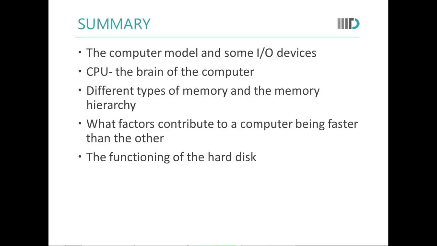So therefore, summarizing what we've learned in this course module, we started with the computer model and certain input-output devices. Then we studied the CPU, what it actually is and how it performs its function. It is the brain of the computer. What is the meaning of clock rate for the CPU? Then we studied different types of memories, including the registers, caches, RAM, and the secondary memory devices such as the hard disks, and arranged them in the order of memory hierarchy. Also, what factors contribute to a computer being faster than another. And finally, how the hard disk functions, what is the meaning of platters, cylinders, etc., and finally, the zone bit recording for the hard disk.